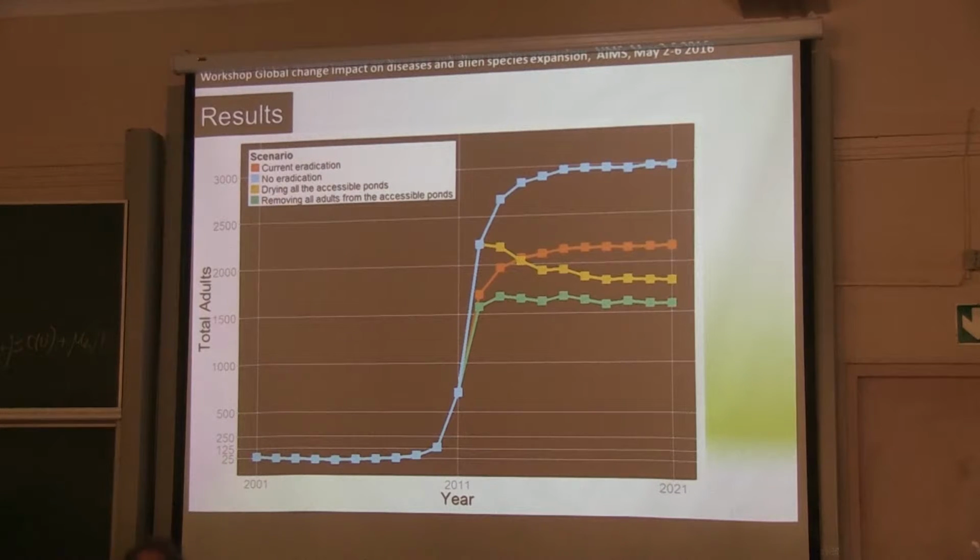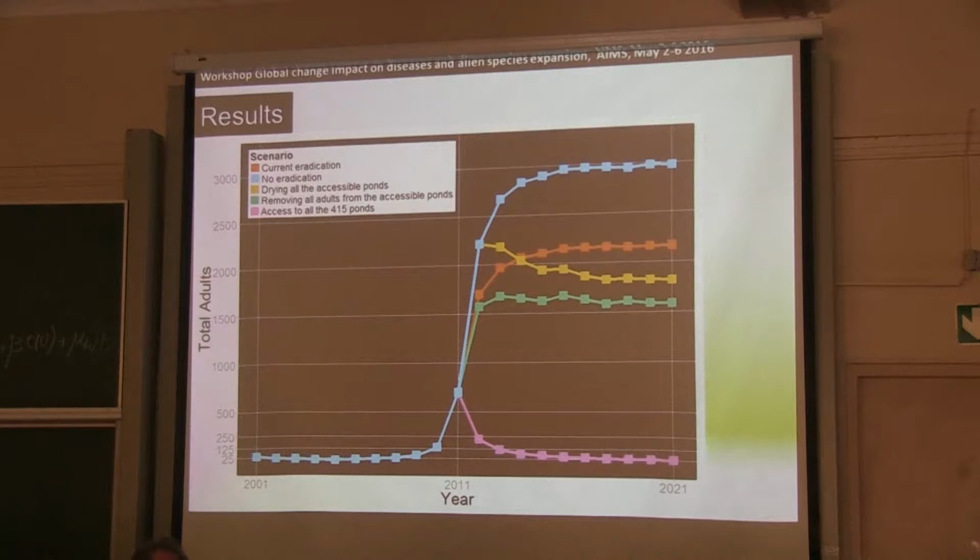We can also test a different scenario. We are just removing, in this situation, all adults from the accessible ponds. We are getting a better result, but unfortunately, this is not enough for eradicating the species. But as you can see here, it's not impossible to remove the species.